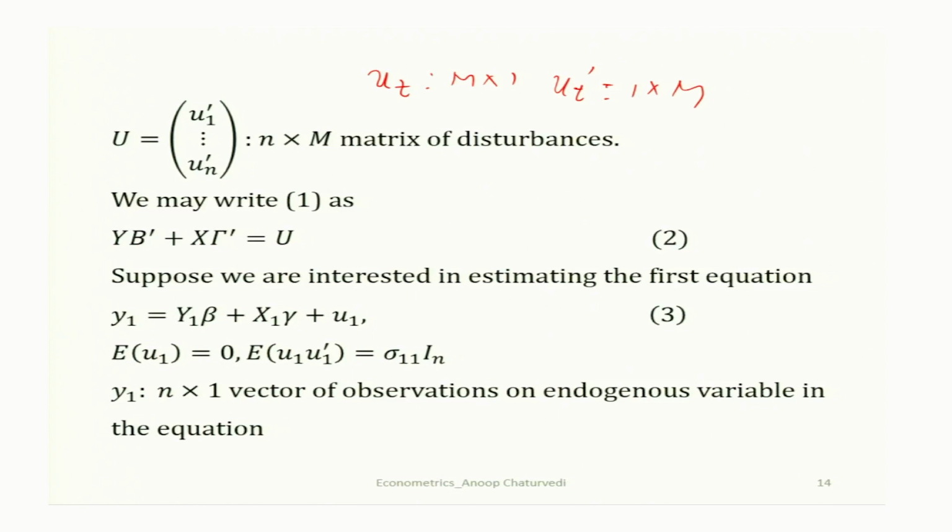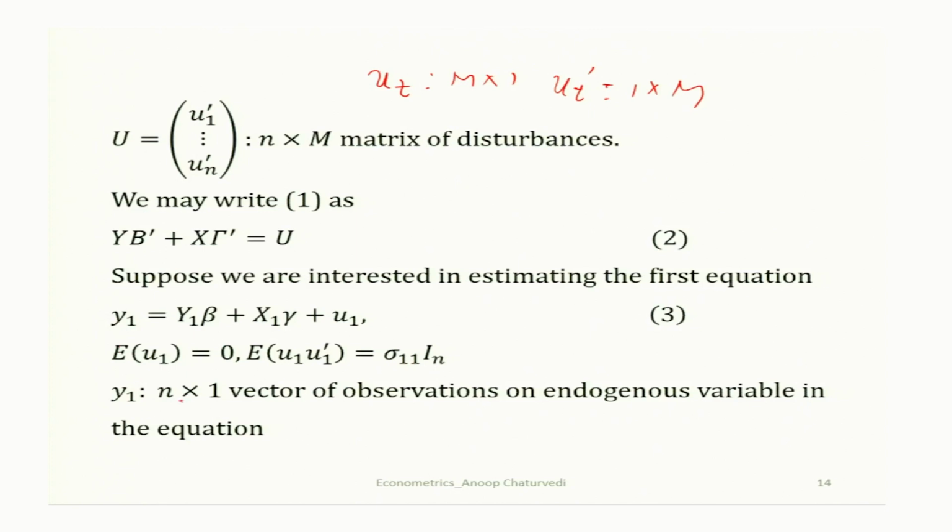Now, suppose you want to estimate the parameters of the first equation. Of course, I am giving you this method of indirect least squares for estimating the parameters of the first equation, but you can apply the same procedure for the ith equation also, or simply you have to replace this 1 by the corresponding subscripts. Then expectation of u 1 is 0, and expectation of u 1 u 1 transpose is taken as sigma 1 1 I n.